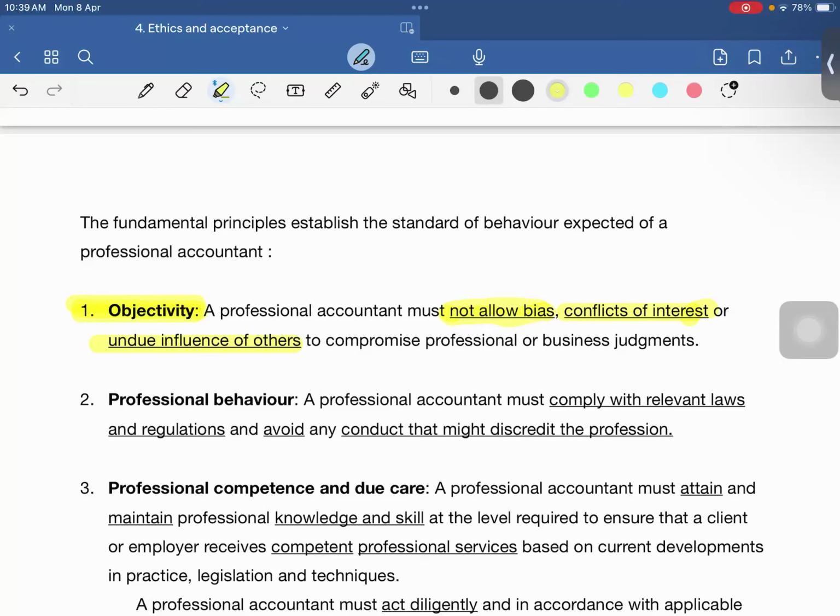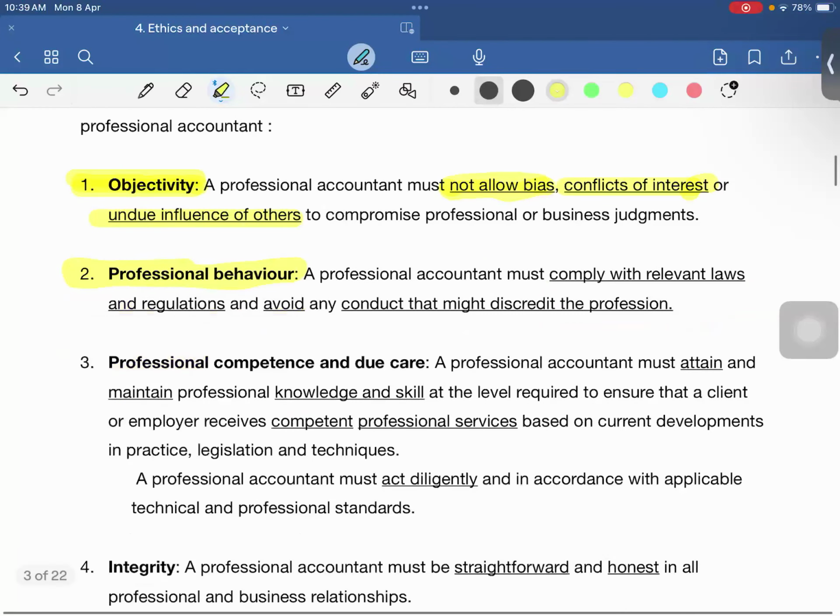Clear? Next one is professional behavior. ACCA has clearly mentioned how an ACCA member should behave. So whatever rules and regulations we have studied earlier, he should abide by them. And he should make sure that he is not dishonoring the profession that he has entered into. Understood? Now, professional competence and due care. Suppose you are someone who got your ACCA qualification maybe 10 years back.